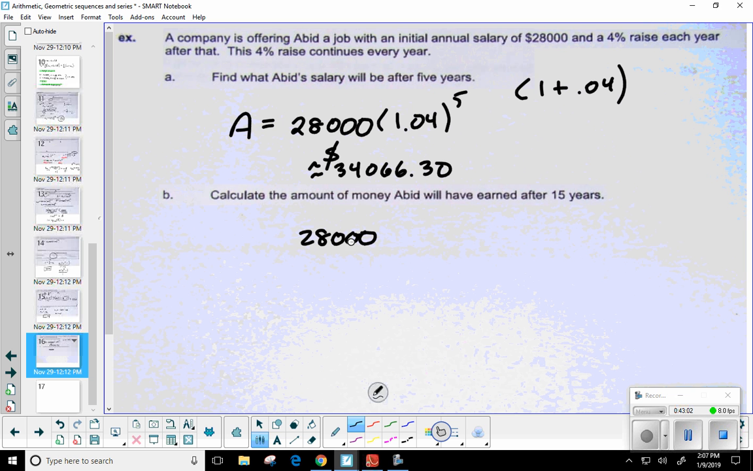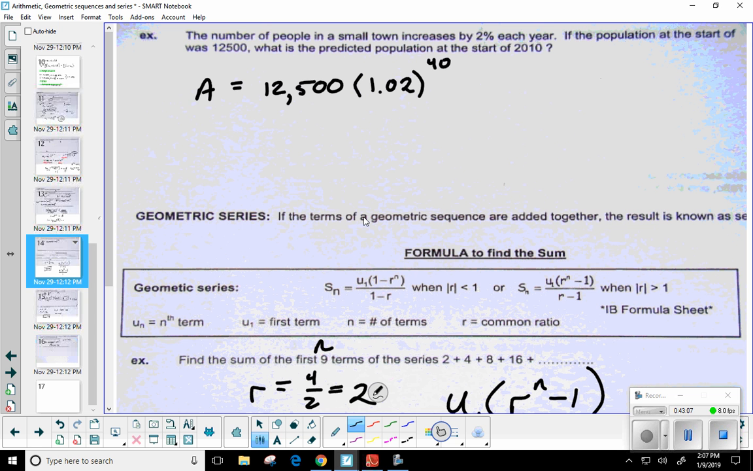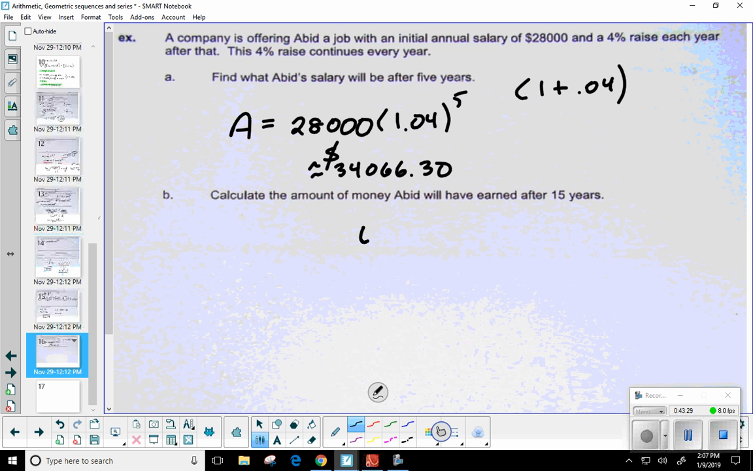Here's the thing. How do we know which formula to use? Would I use the first one or the second one? The second one, because our common ratio is going to be multiplied by 1.04 every time. So I'm going to use this one right here: u sub 1 times r to the n minus 1 over r minus 1.